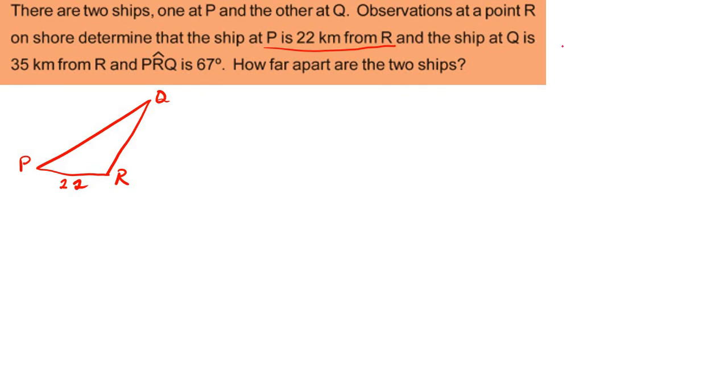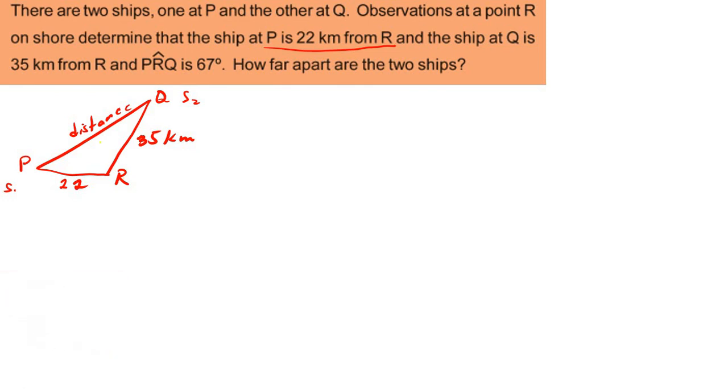The ship at Q is 35 kilometers from R. From Q to R is 35 kilometers. So this is ship 1, this is ship 2. Okay, it says here, how far apart are the two ships? That would be from P to Q. This is now the distance of the two ships there. So how are we going to solve that? Again, we identify the sides.